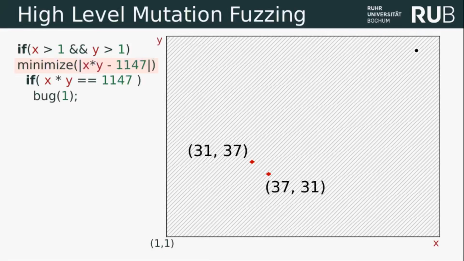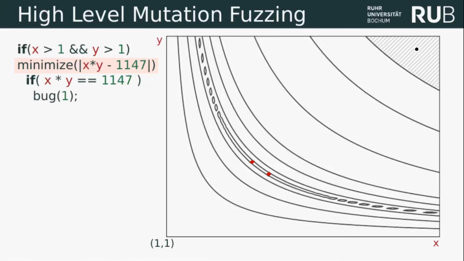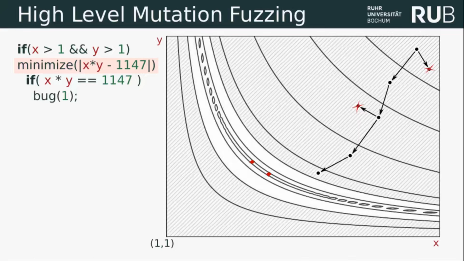By providing a small annotation that states that we wish to minimize the difference between the left-hand side and the right-hand side of the equation, we can drastically change the feedback landscape. Using this additional annotation, the fuzzer is now able to systematically explore the input space to find a solution.